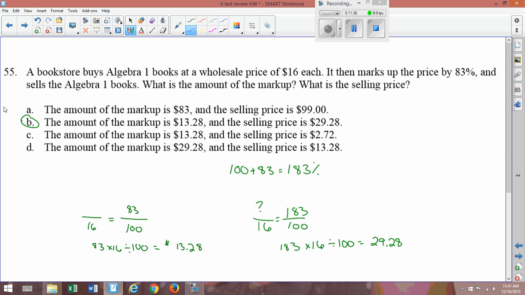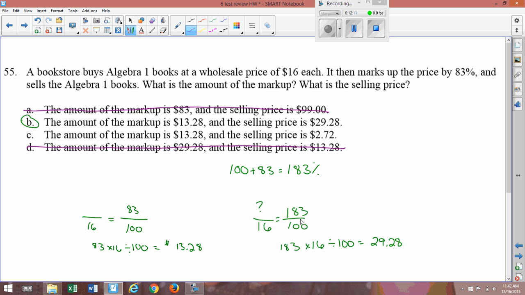Well, first of all, we have to figure out what is the price. It says what is the amount of the markup. So 83% of 16. I set it up over here, 83% of 16. 83 times 16 divided by 100 gives you $13.28. So right away you can eliminate two of the other answers because the markup is not $83 and the markup is not $29. Now you got to go to the second part.